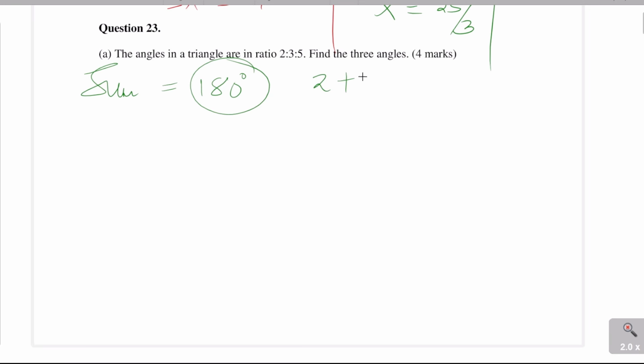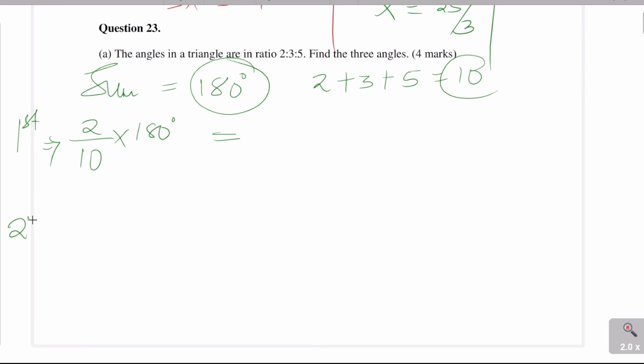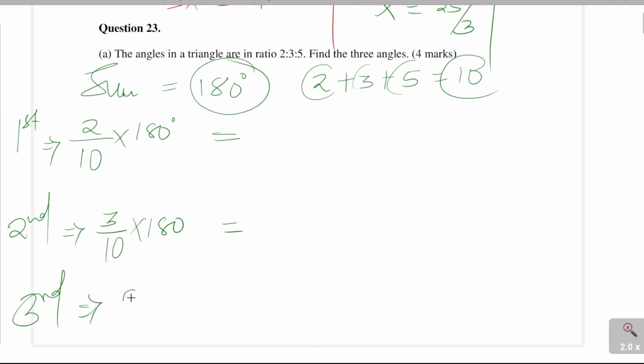So the first thing is to get the sum of these ratios. 2:3:5. Add the sum. 2 plus 3 plus 5. The sum gives 10. So the proportion of the first angle is 2 divided by the total, which is 10, multiplied by the sum of the angles. That will give the first angle. The second angle will be given by 3, we are using these from the ratio, so 3 divided by 10 multiplied by 180. And then the third angle will be given by 5 divided by 10 multiplied by 180.